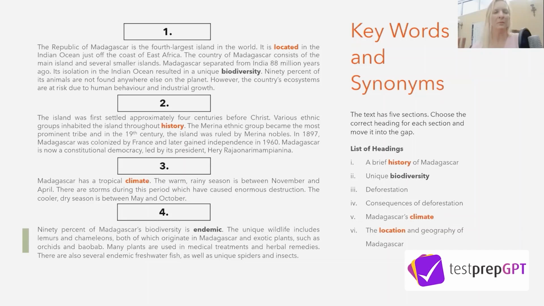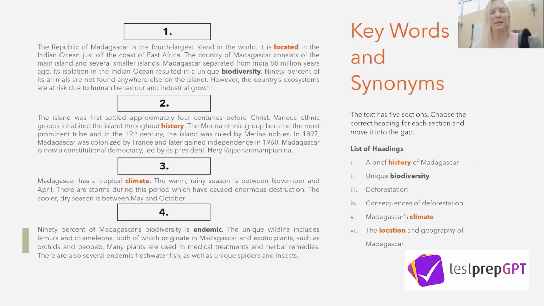Let's continue. Number 3, Madagascar has a tropical climate. The warm, rainy season is between November and April. There are storms during this period which have caused enormous destruction. The cooler, dry season is between May and October. Okay, everyone, I think this is an easy one for you, right? Because firstly, we have the keyword climate. And secondly, it's quite a short paragraph which describes the climate and weather. So we know immediately, very quickly, that the answer is number 5, Madagascar's climate.